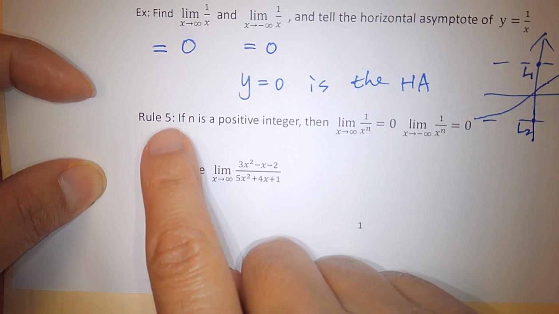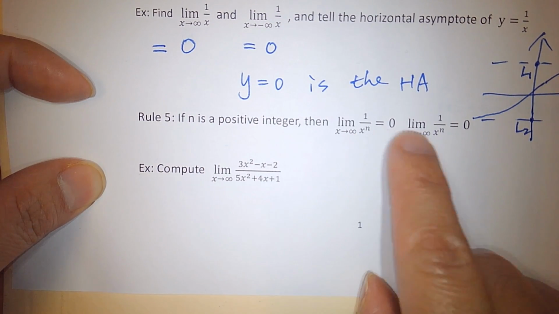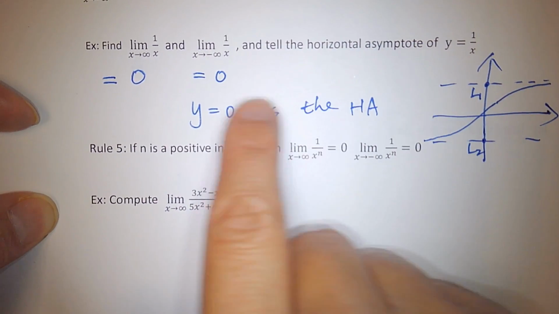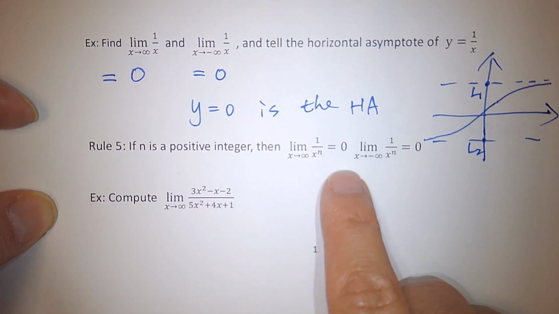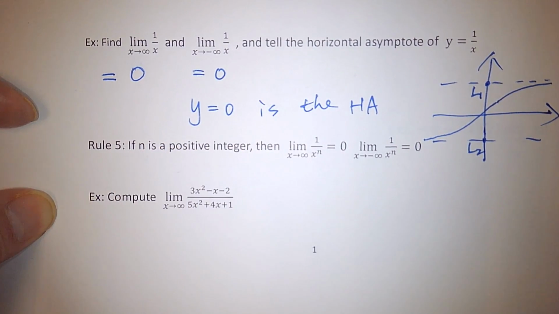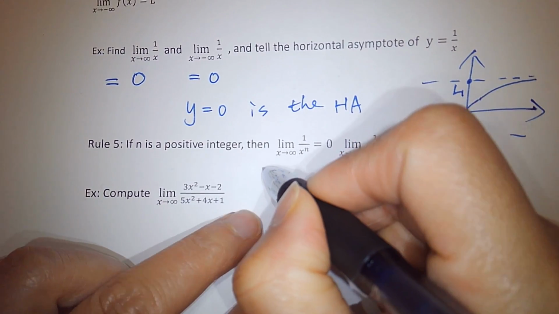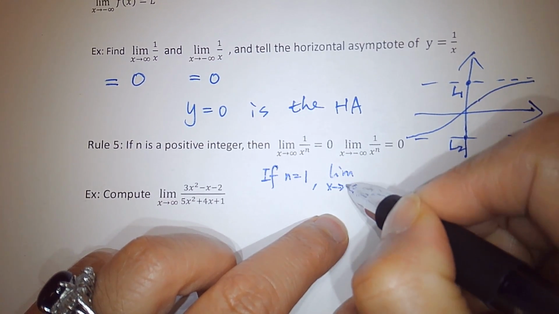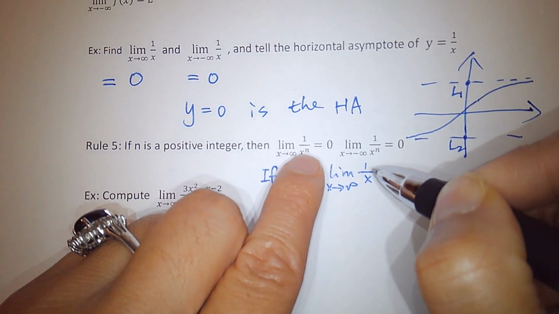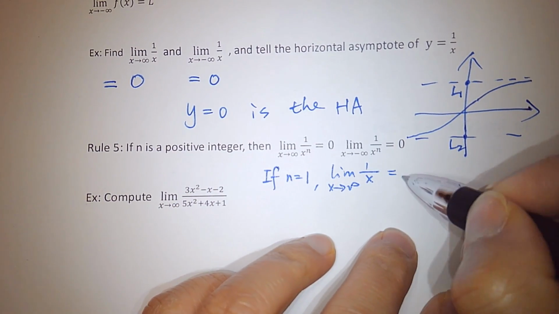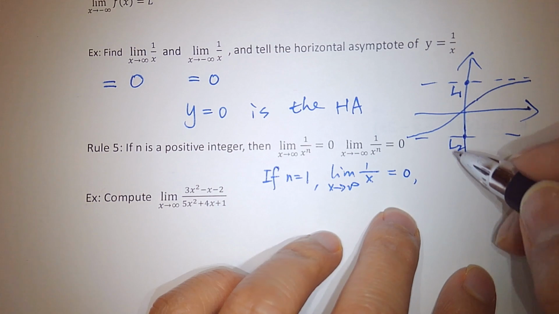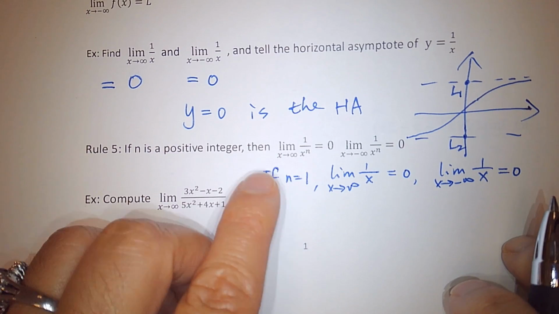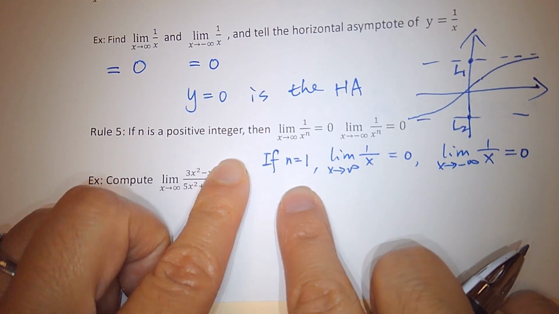It says if n is a positive integer. What does positive integer mean? n could be 1, right? So if n equals 1, we have 1 over x. And when n equals 2, what can we have? I'm going to write this in a more specific way. If n equals 1, the limit as x approaches 0, 1 over x, because n equals 1, equals what? 0, we just did it, right? And the limit when x approaches negative infinity, 1 over x, will equal 0.